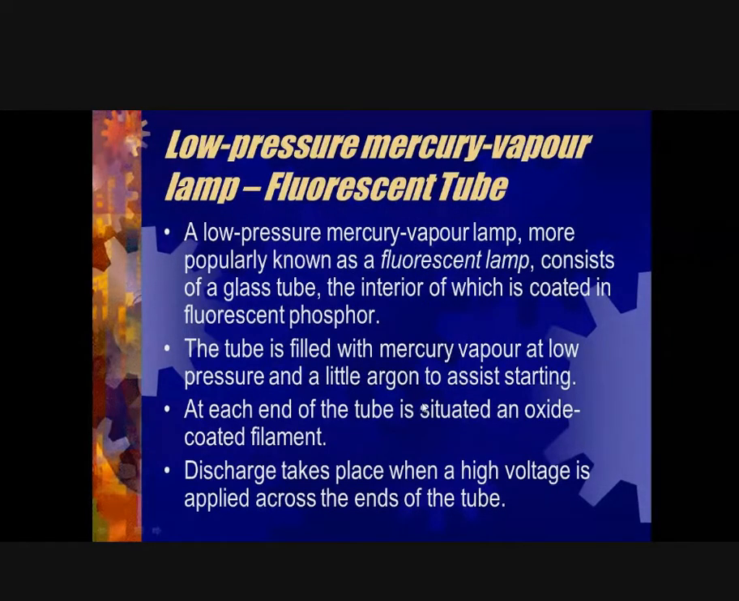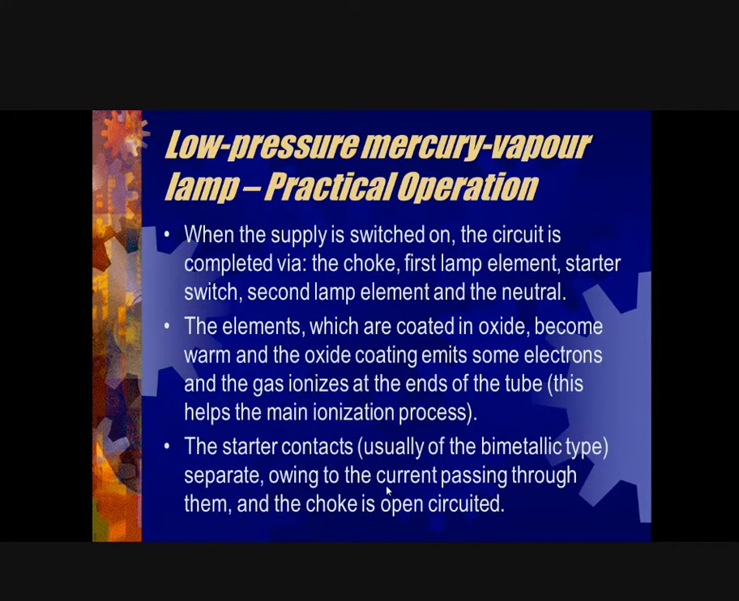At each end of the tube is situated an oxide coated filament. So at each end of the tube, you have the filament that will ignite the gas inside the tube, the argon, and will basically start the lamp. The discharge takes place when a high voltage is applied across the ends of the tube. So you see that ballast that we talked about before, this is what will produce the high voltage. Inside there is a transformer and it will produce the high voltage, and the high voltage will go to the tube to start the tube.